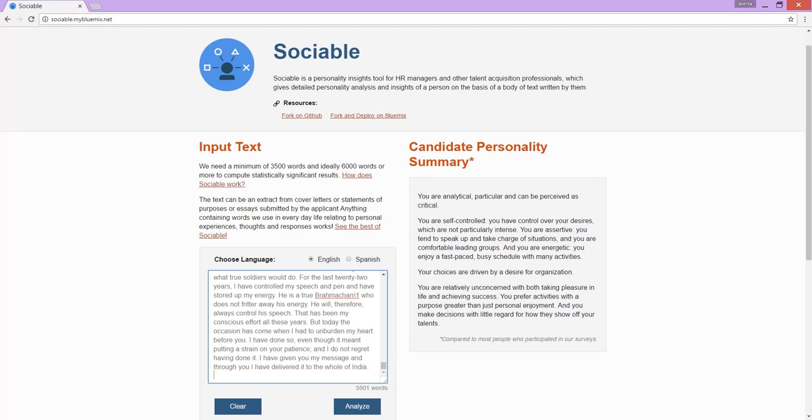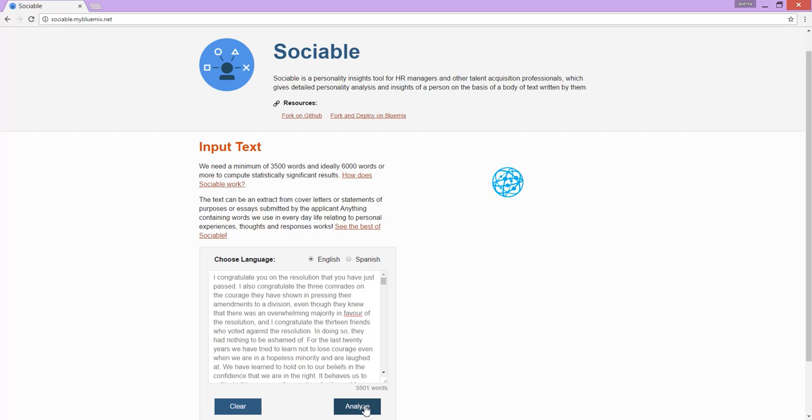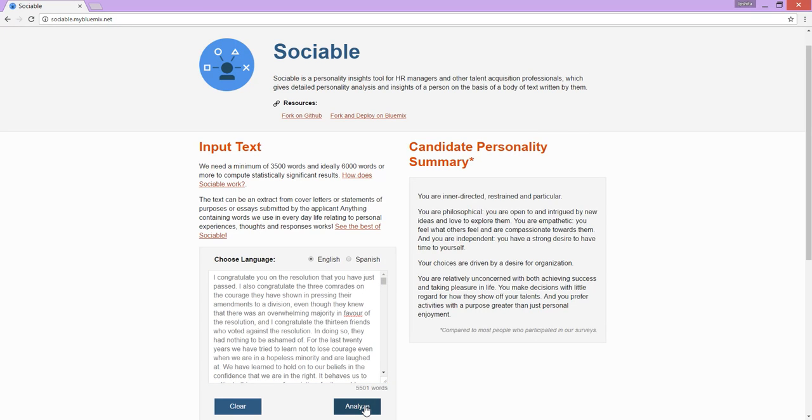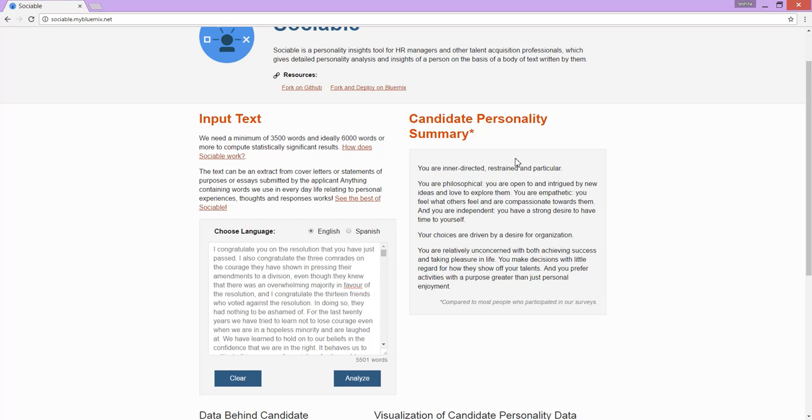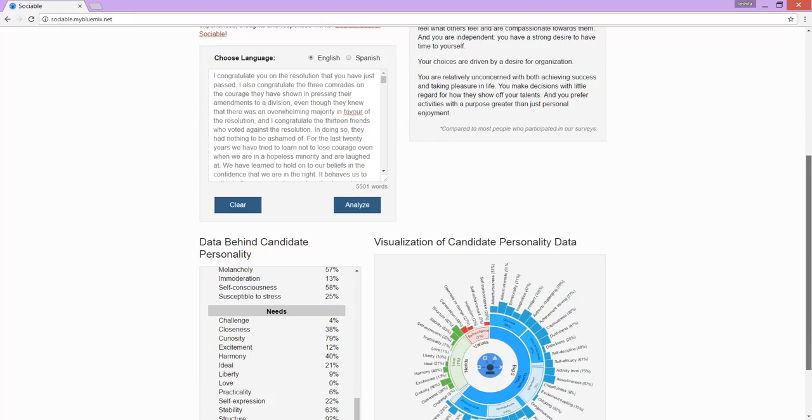On the text area, I have now pasted the Quit India address on 8th August 1942 at the ICC by Mahatma Gandhi, and I will now analyze this. So now we have a candidate personality summary: inner directed, restrained, particular, philosophical. Choices are driven by a desire for organization, and other visualization.